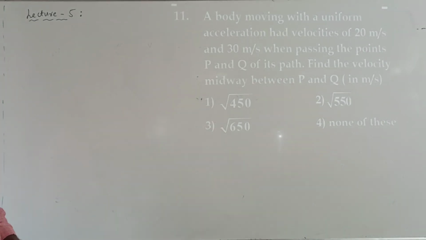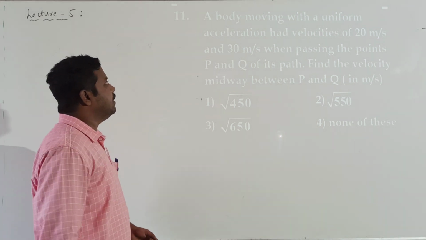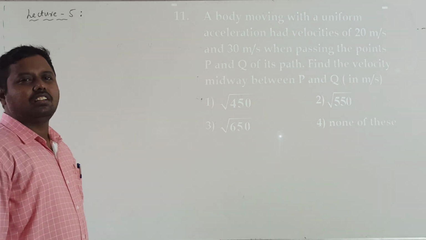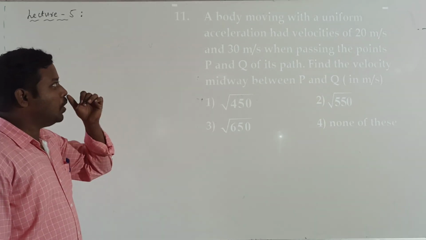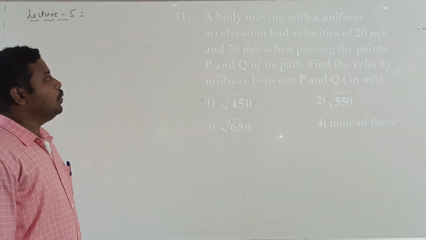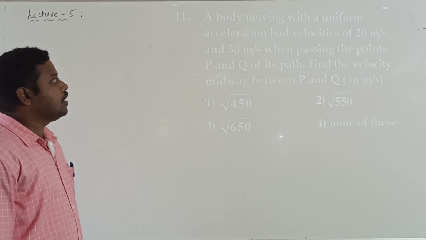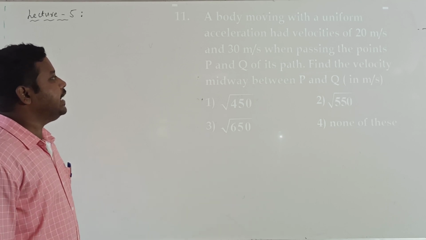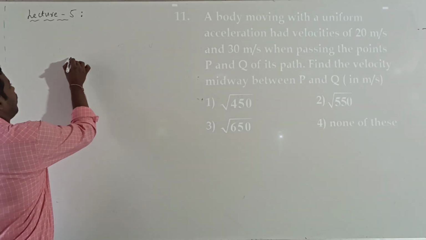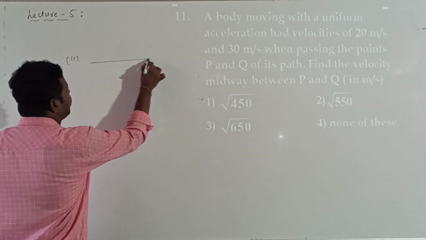Okay. So after question number 91, the next question we will discuss is the 11th question, directly based on the concept we already discussed. A body is moving with a uniform acceleration, with velocities 20 meters per second and 30 meters per second at points P and Q. In its path, find the velocity at the midpoint. We discussed this already.